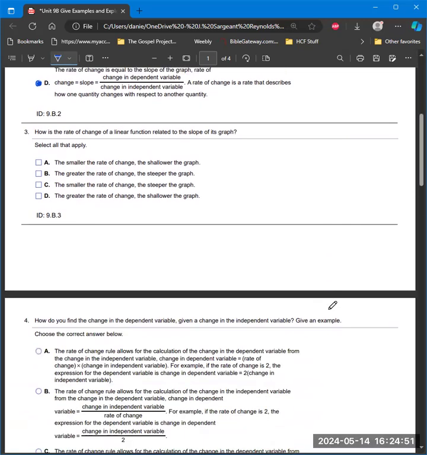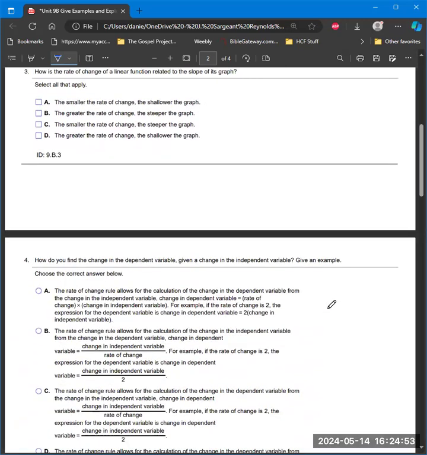How is the rate of change of a linear function related to the slope of the graph? The smaller the rate of change, the shallower the graph. The greater the rate of change, the steeper the graph.